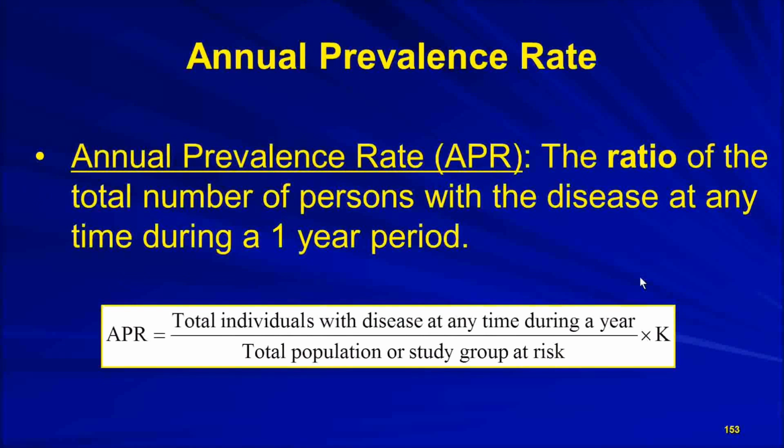Now, an annual prevalence rate, because generally that's what prevalence means. With an annual prevalence rate, we're talking about the ratio of the total number of persons with the disease at any time during a 1 year period. So we're looking at an annual period, and we're going to have a total population or study group that's at risk times the constant. Okay, all right.